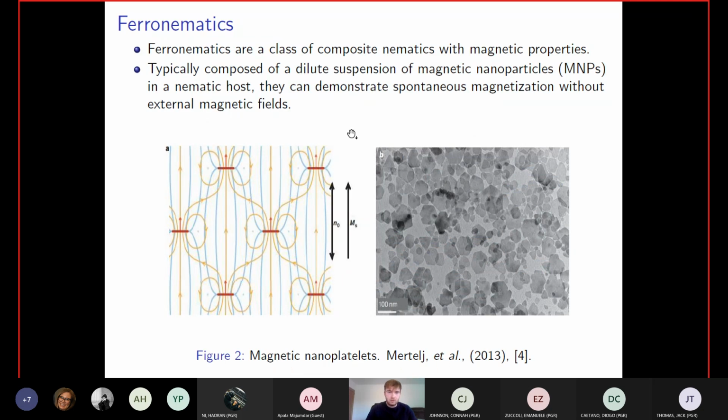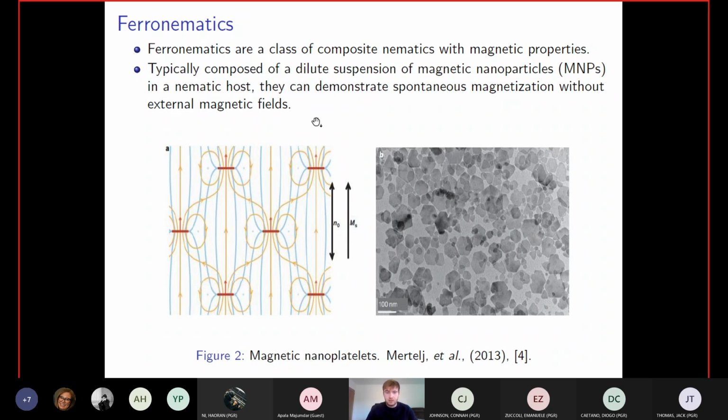And so now onto the topic of this talk, and that's ferronematics. These are composite nematics, which have magnetic properties. They usually consist of a dilute suspension of magnetic nanoparticles in a nematic liquid crystal host. The idea behind this is that on their own, nematic liquid crystals have a weak or limited magnetic response. However, the addition of the MNPs can substantially increase the magnetization. So even in the absence of an external magnetic field, it has non-zero magnetization.